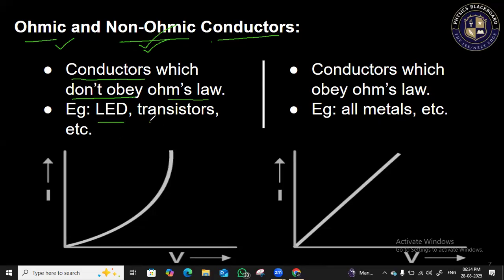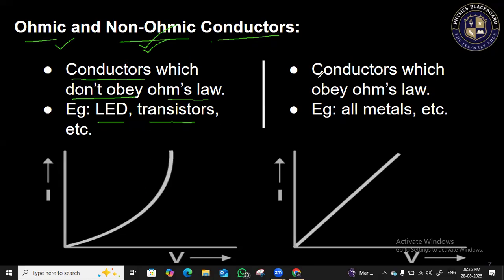Examples: LED, transistors, diodes, and you can also take vacuum tubes, etc. Such electronic components are all considered non-ohmic conductors, which don't obey Ohm's law. And if you take a graph between the potential difference and electric current, you see that the graph you get is a curve. It is not a straight line, right? Yes. So this is all about non-ohmic conductors.